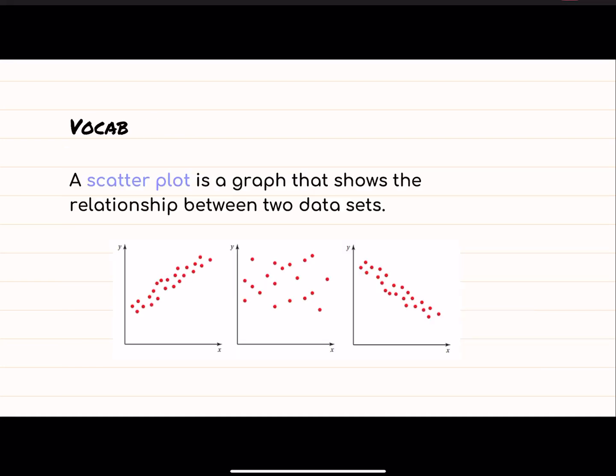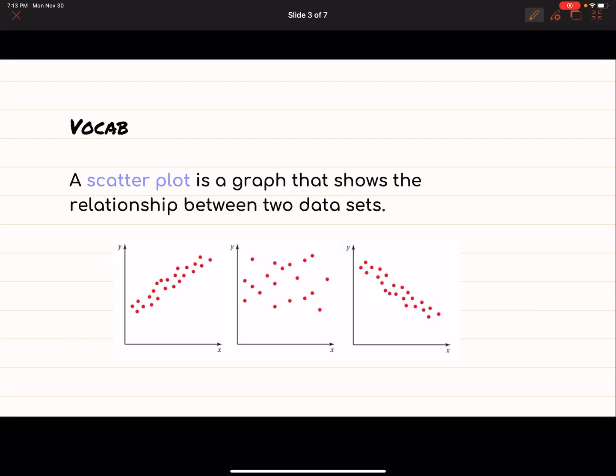Okay, we've got a vocab term here, scatter plot. A scatter plot is a graph that shows the relationship between two data sets. So we're talking about a relationship again. Remember yesterday in our intro to scatter plots, we referred to that relationship in math as a correlation. Now these two data sets are going to be our x and our y.